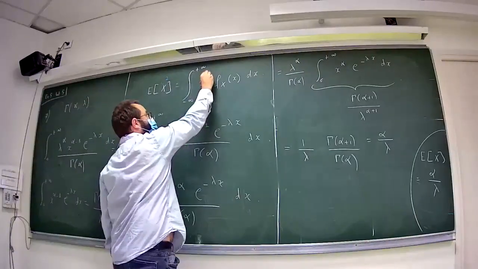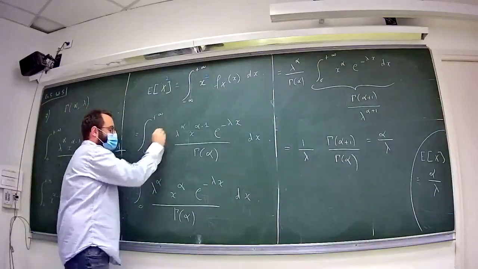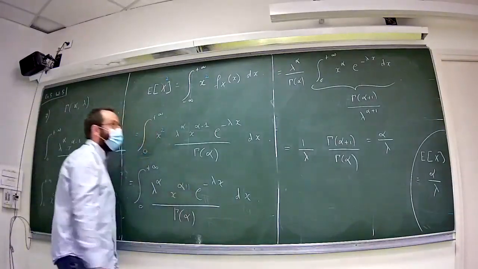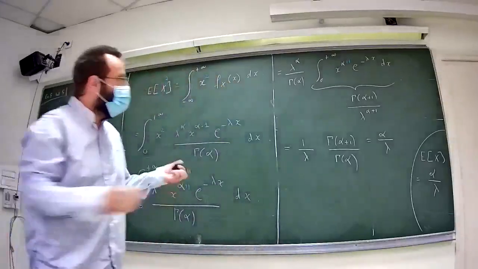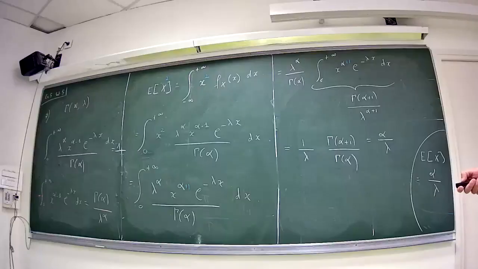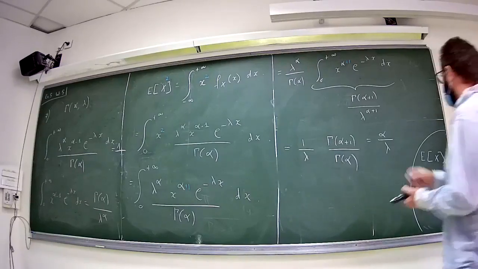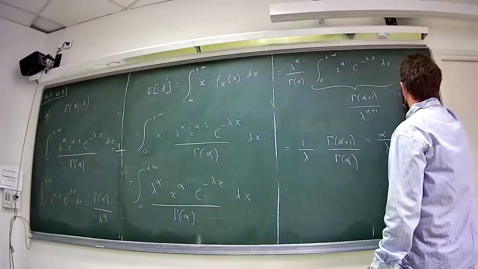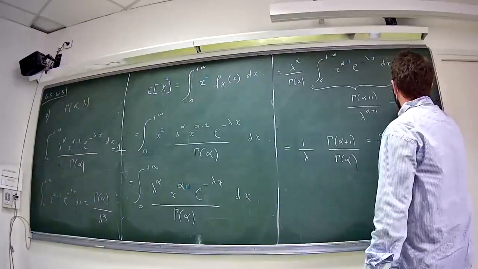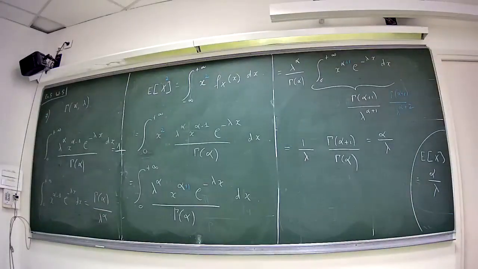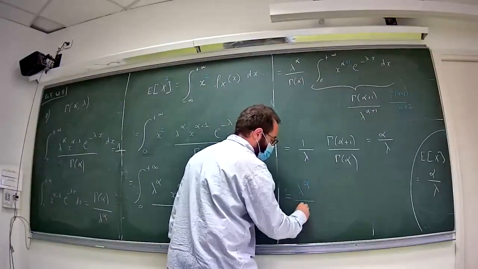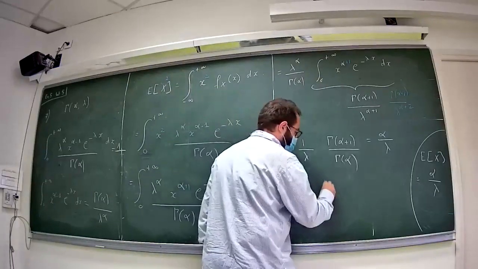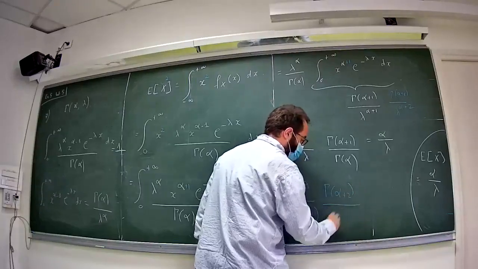Now, with alpha plus 2 instead, because I want to make x to the power alpha plus 1 appear, so I need to take alpha plus 2 inside this expression. So I obtain gamma of alpha plus 2 over lambda to the power alpha plus 2. And I obtain lambda to the power alpha over gamma of alpha, times gamma of alpha plus 2 over lambda to the power alpha plus 2.